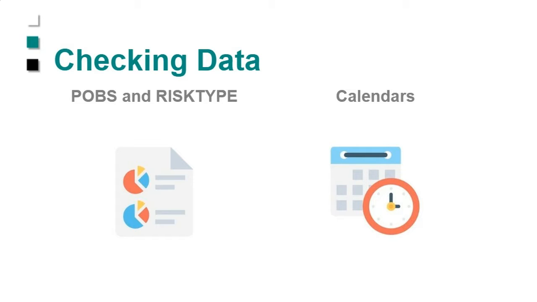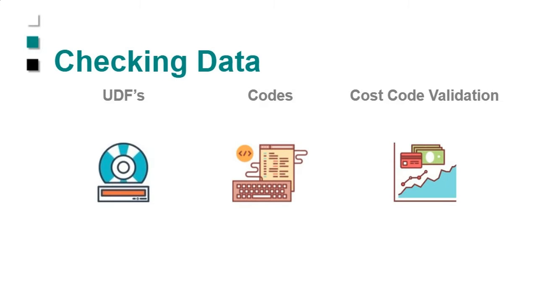Calendars, of course, are always a very tricky one. You don't want your calendars clobbered, overwritten by anything, so that's an important one. And then, of course, all the global data is very important for us to check and make sure we're getting a consistent, validated load. So user-defined fields, codes at all the levels, activities, projects, resources, cost code validation if you use cost coding. We've got those as well.